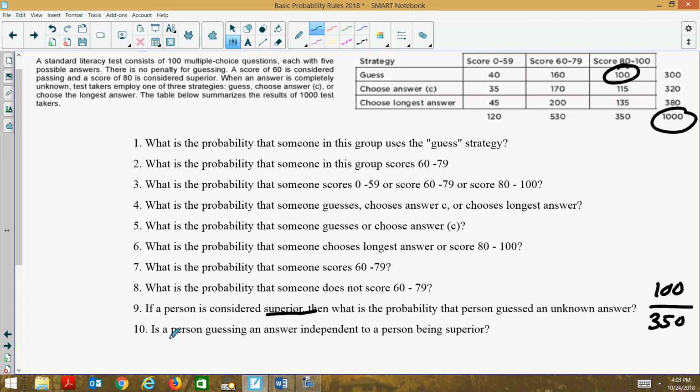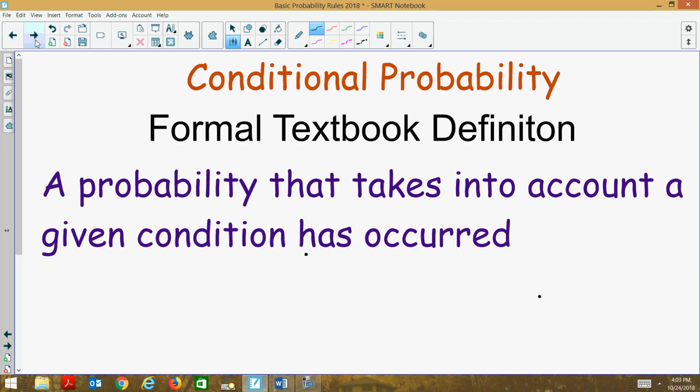Question 10 here: is a person guessing an answer independent of a person being superior? We're going to work more on independence and together in class, but I'm going to show you the definitions of those. So the formal textbook definition of a conditional probability is a probability that takes into account a given condition has occurred.